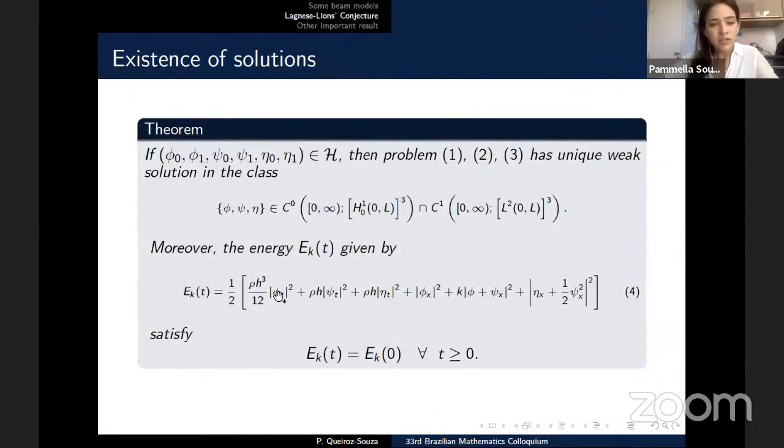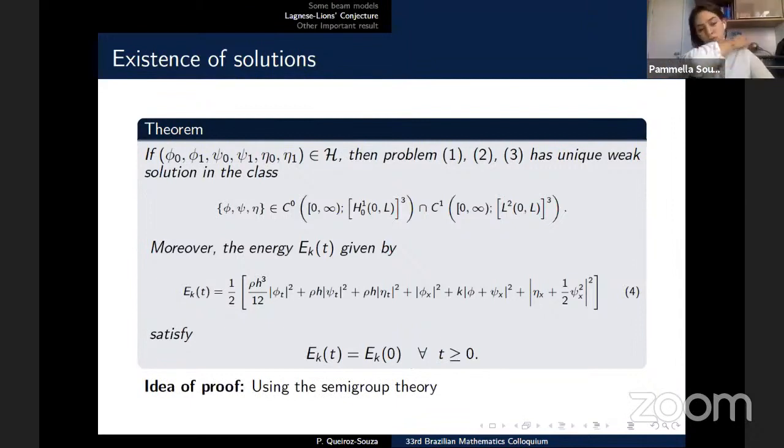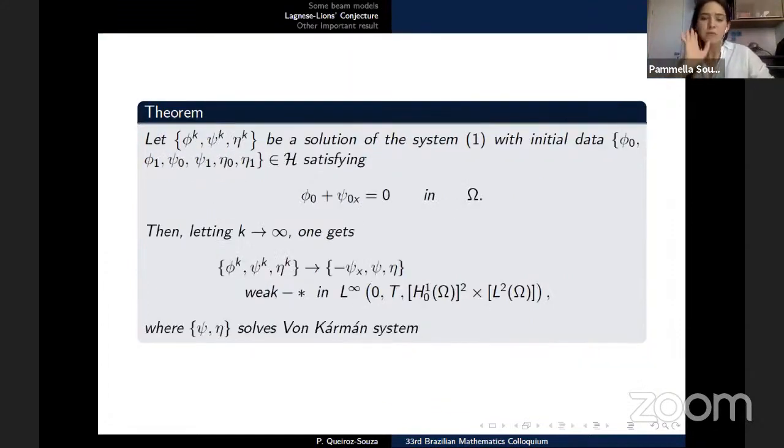If we consider initial data in an appropriate space, then the one-dimensional nonlinear Mindlin-Timoshenko system has a unique solution in this class, and moreover, the energy given by this expression satisfies this condition. The sketch of the proof of this result uses semigroup theory. And now I will present an important result, as follows.